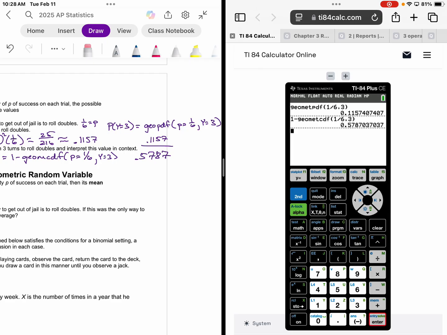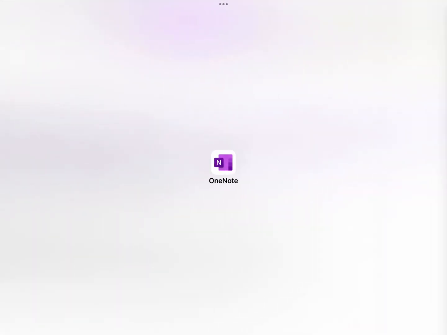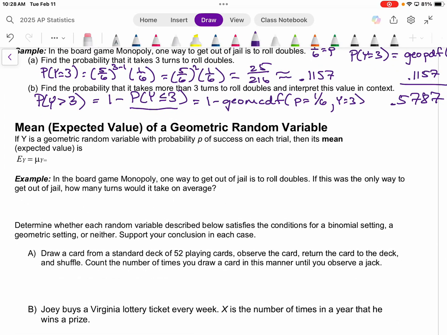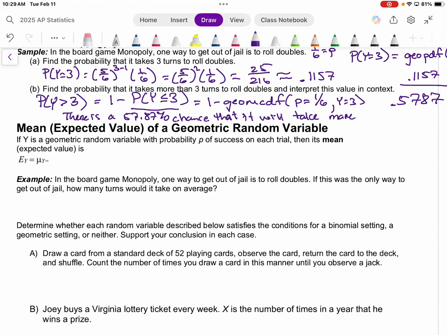So real quickly, we can say there is a 57.87% chance that it will take more than 3 rolls to get doubles.